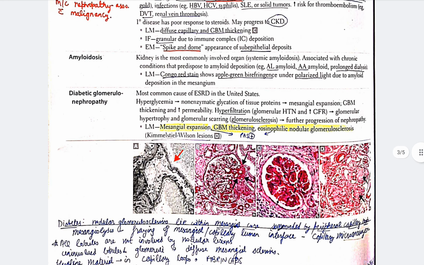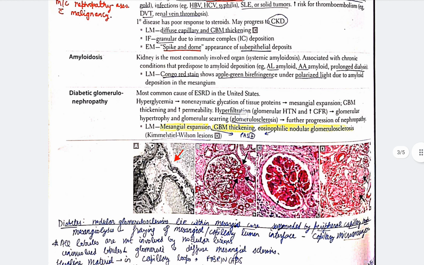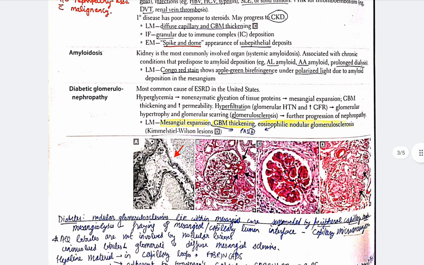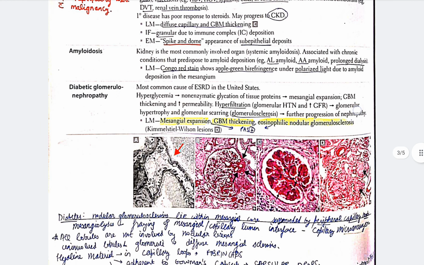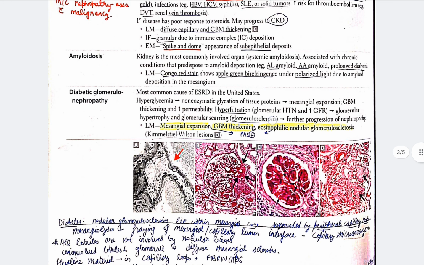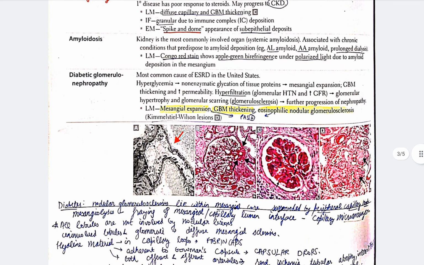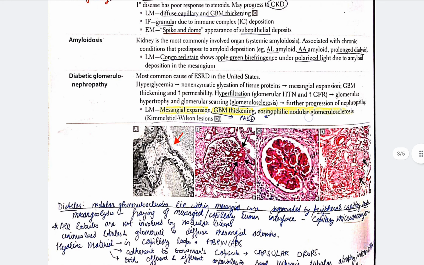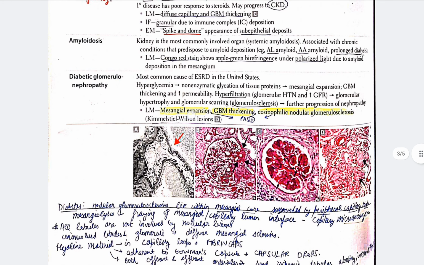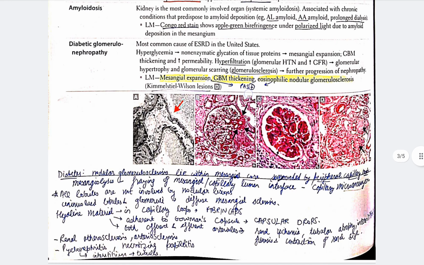In diabetic glomerulopathy, what basically occurs is hyperfiltration, and hyperfiltration results in hypertrophy and glomerular scarring that leads to glomerulosclerosis. So sclerotic nodules will be there, and mesangial expansion, GBM thickening, eosinophilic nodular glomerulosclerosis. The mesangium is expanding and the GBM is thickening, and this is PAS positive.